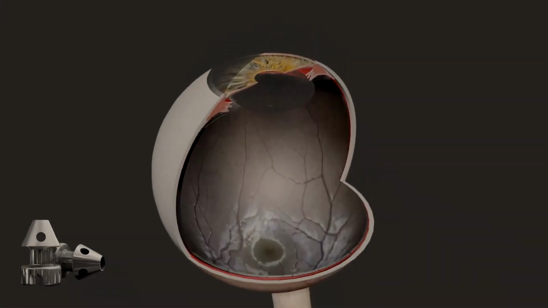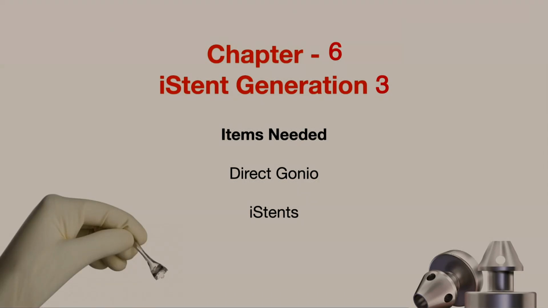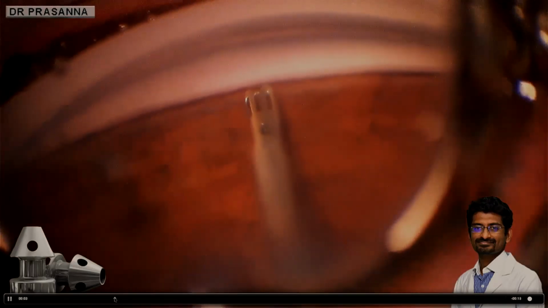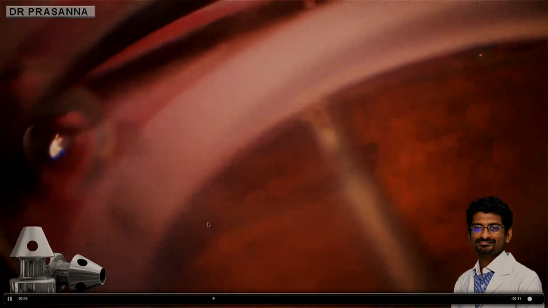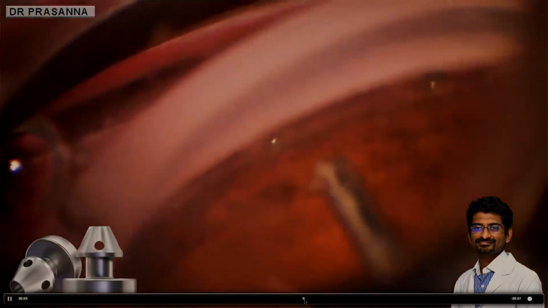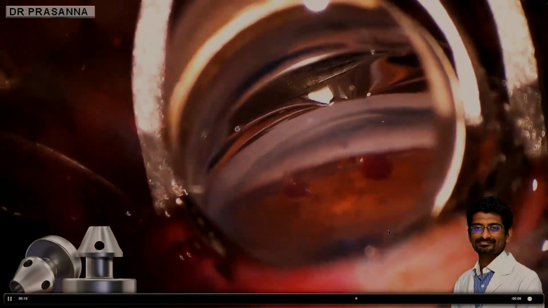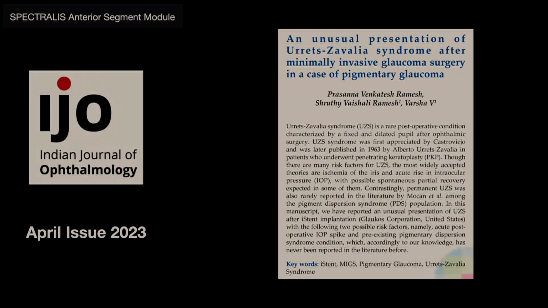And this is an iStent Inject W that recently came with a broader flange, where you can see that over-implantation is avoided. You can see the broader flange in the iStent Inject W, where better control is noted, and it gives much more reproducible results compared to the earlier one.